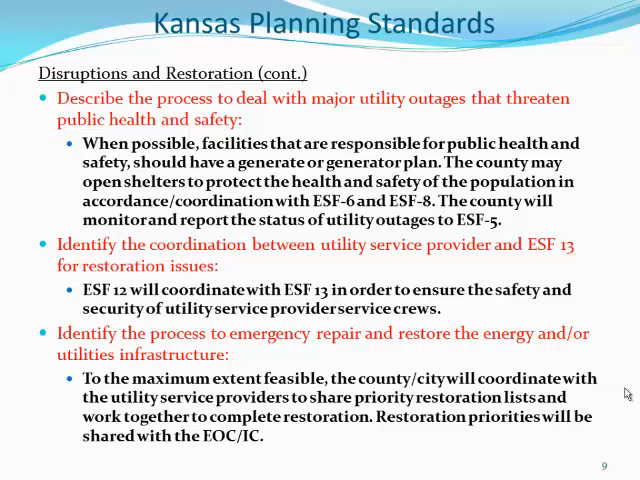The next item is identify the process to emergency repair and restore the energy and/or utility infrastructure. Here's something where you may say the maximum extent feasible, the county or the city is going to coordinate with the utility service providers because they're the ones that are going to own this stuff for the most part. And you're going to share that priority restoration list. You guys are going to work together in order to complete that restoration. And then restoration priorities will be shared with the EOC and/or the incident command in order to make sure that everyone is on the same page for what's being restored and what the timeline looks like for that.